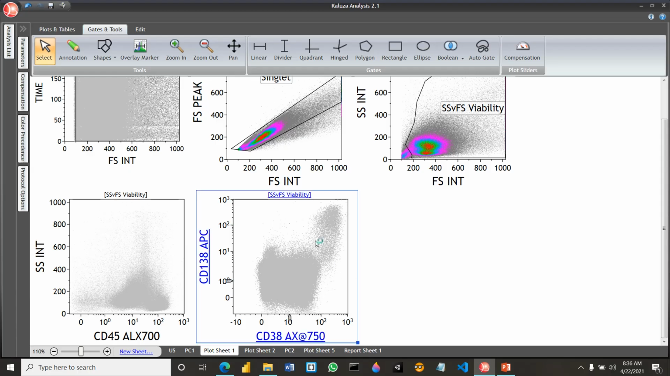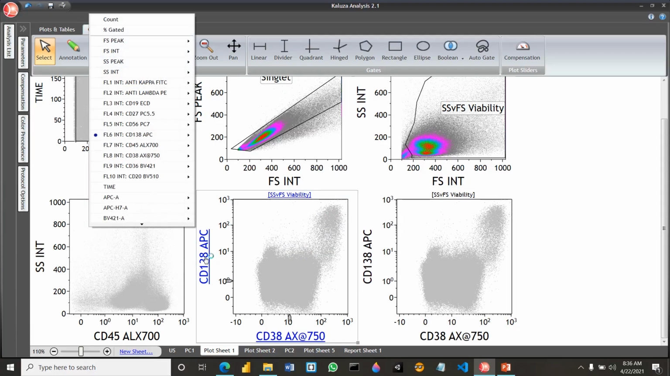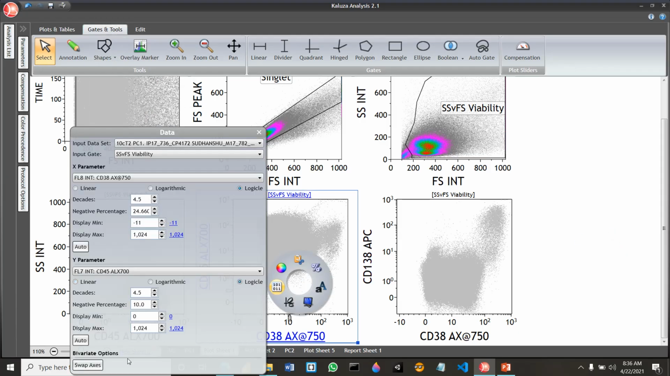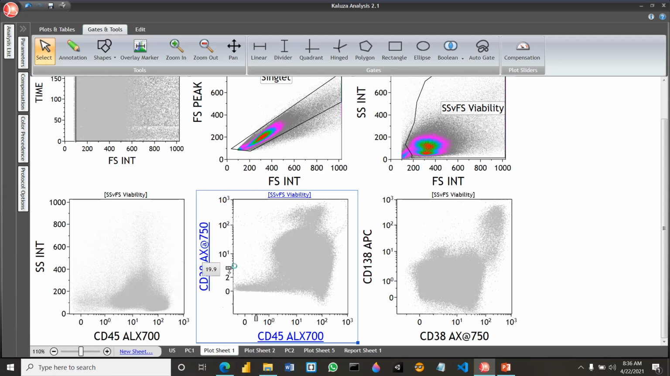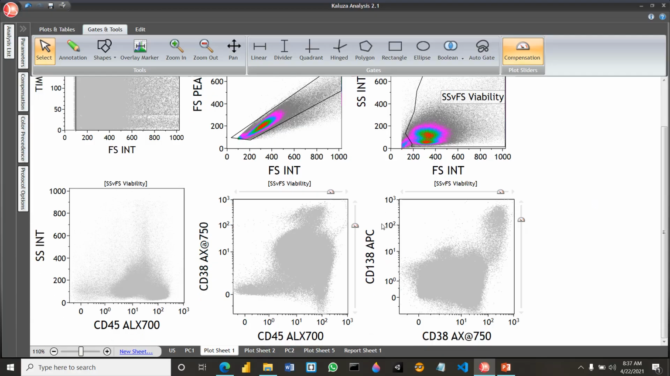towards. So the other plot we prefer is CD38 and CD45, like that. Okay, now we have two plots here, and we have to use a combination of these three markers to gate the plasma cells.